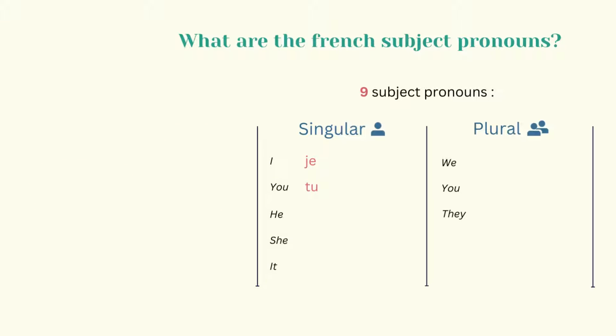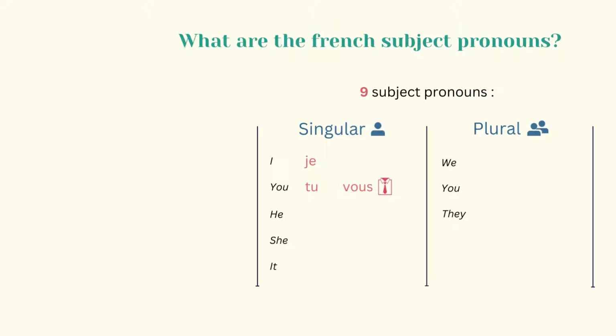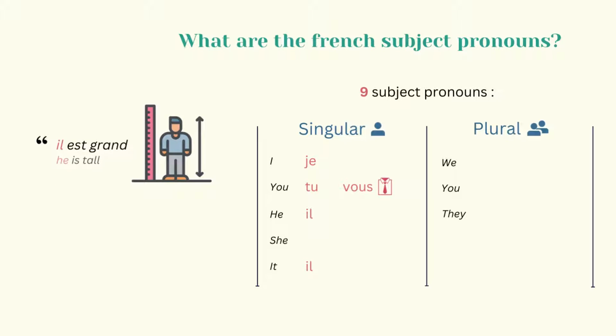Then we have vous. I use vous when I talk formally to someone. For example, vous prenez le train. The fourth pronoun is il. I use it to talk about a man or a masculine object. For example, il est grand.